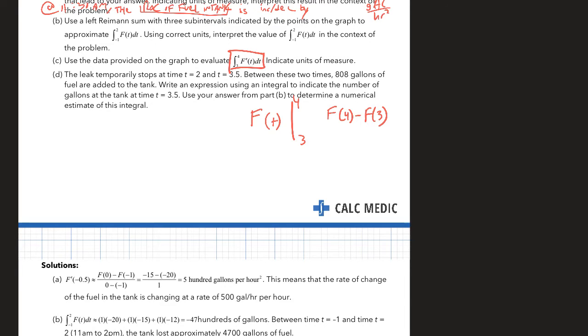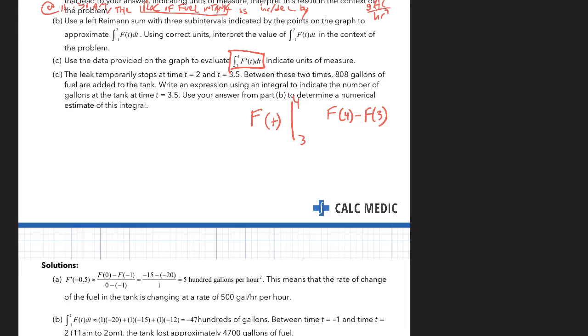The leak temporarily stops at 2 and again at 3.5, and between these times they pumped in 808 gallons of fuel. Write an expression using an integral to figure out how much fuel there is at 3.5. Use your answer from part B to get a numerical estimate. Okay. So the integral expression, the AP exam seems to be heading this route with this same word. I've seen a whole bunch in the review recently.